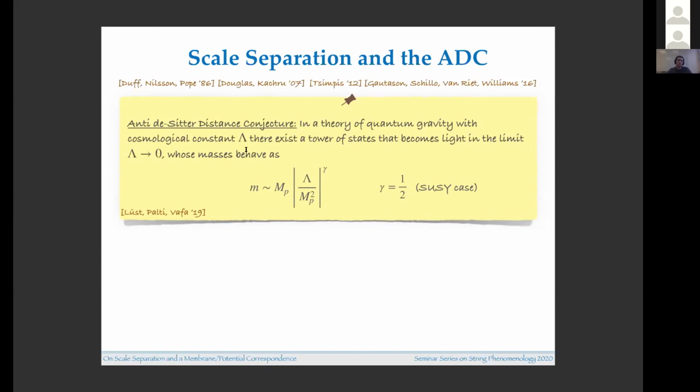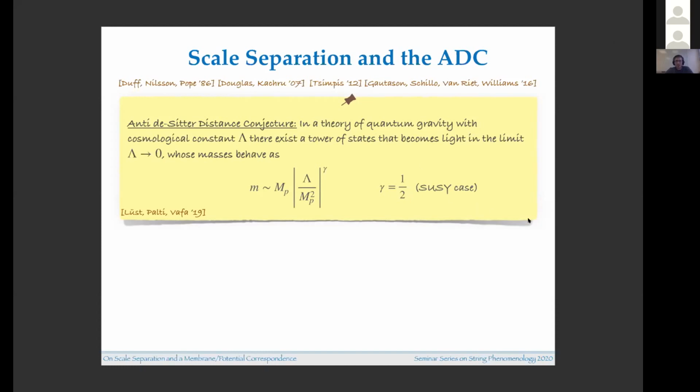So basically, what they argue is that this lambda going to 0 is at infinite distance, and the mass of the states of the tower scales with this lambda to a positive power. In particular, the strong version of this conjecture, which is the one we'll be interested in today, says that this gamma must be equal to 1/2 for the supersymmetric case.